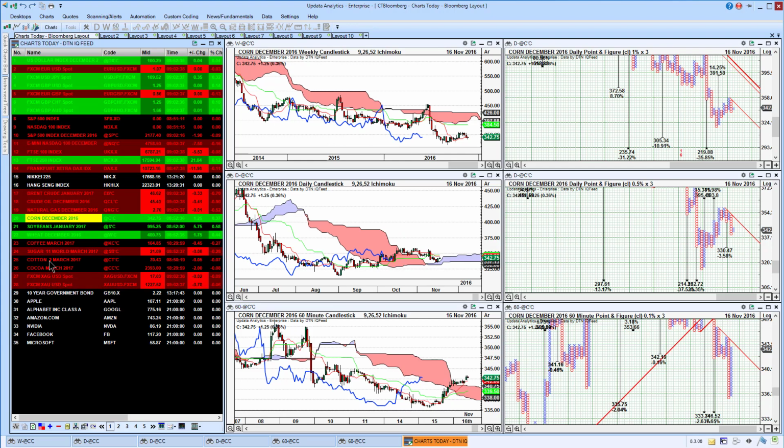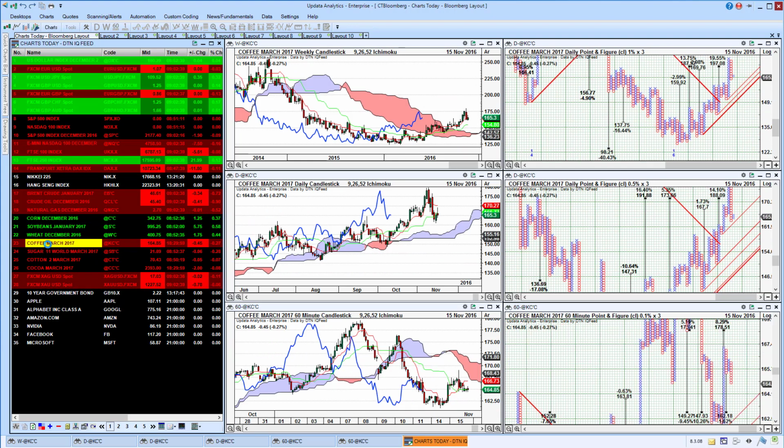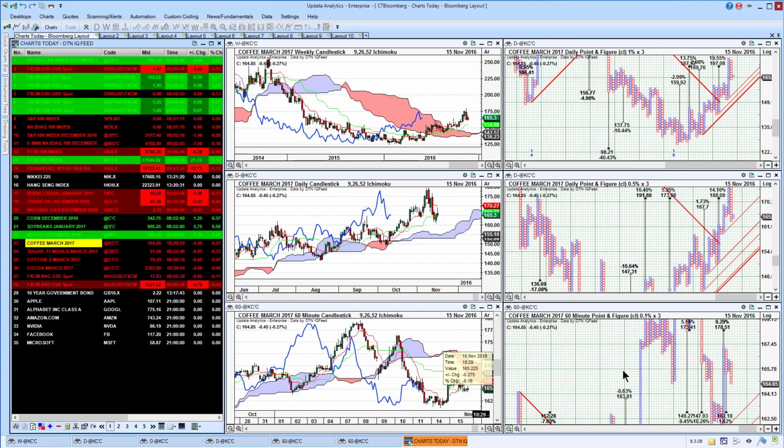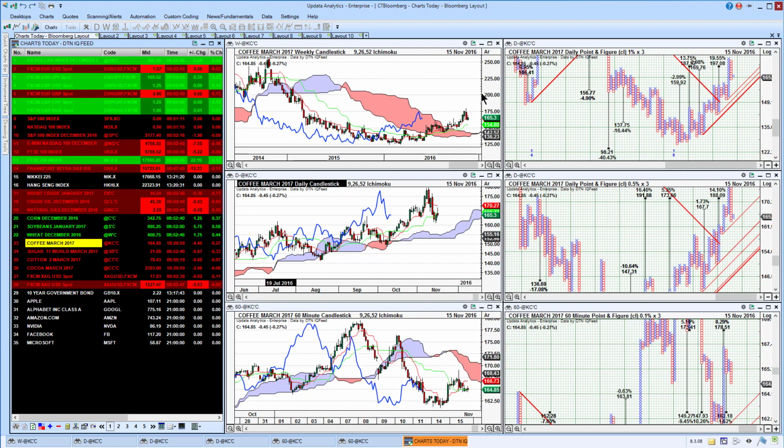And if we take a look at coffee, coffee has been a strong performer of late, but just pulled back through the cloud, this lower high, lower low scenario, back into bearish mode on the short-term chart. Just still got some pretty big upside targets on the long and medium term charts.